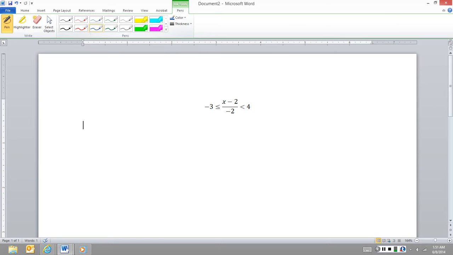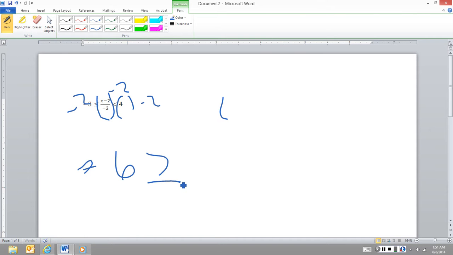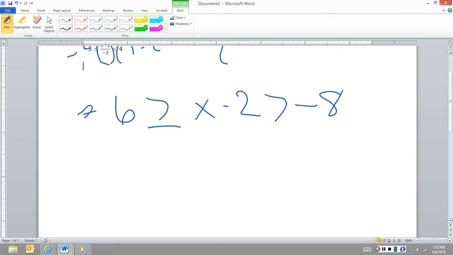So the first thing I'm going to do is I need to move this -2, so I'm going to times each side by -2. Now, since I'm timesing by a negative number, I am going to flip the signs, and this was negative, so this is positive 6, x minus 2, negative 8. So you can see I flipped the direction of each of the inequality signs when I move that.